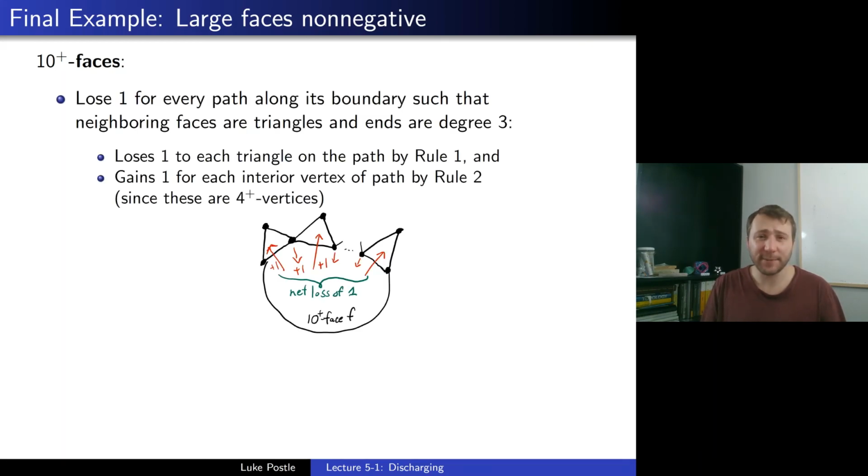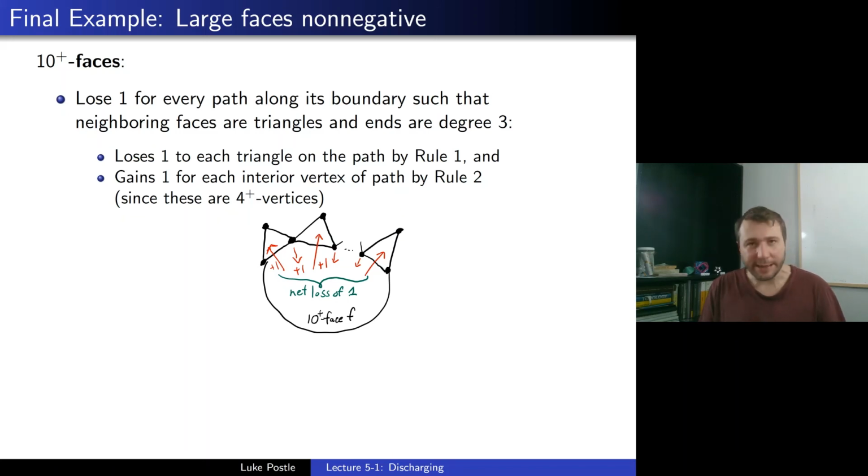It goes like this. You think in terms of paths along the boundary of the face. So you think of a maximal path, where the neighboring faces are triangles and the ends are degree 3. So you think about your triangles as coming in paths. You have triangles, then a non-triangle, triangles, non-triangle, it splits up. So in such a path of triangles, what happens? Well, you lose 1 to each triangle on the path by rule 1. You have to pay your neighboring triangles a 1.